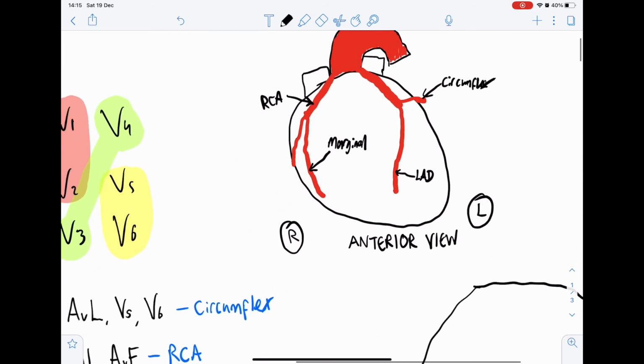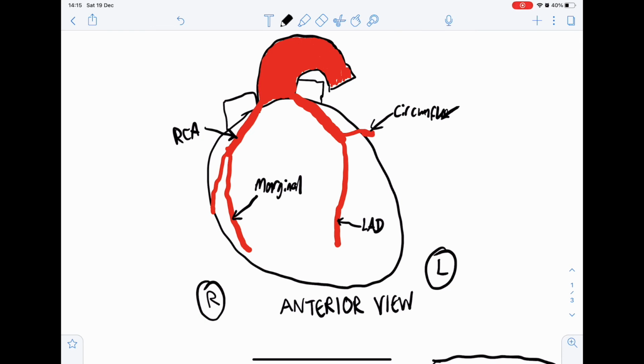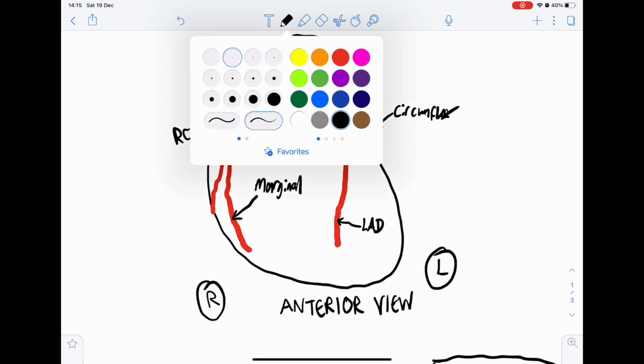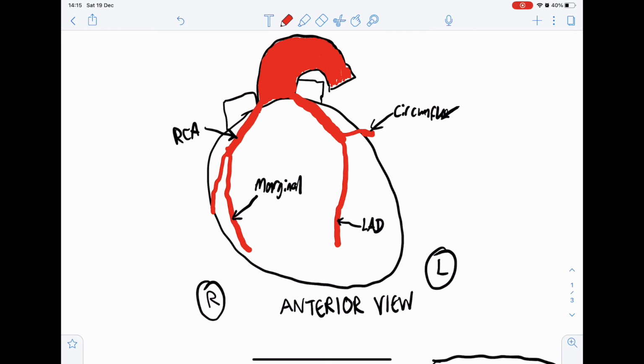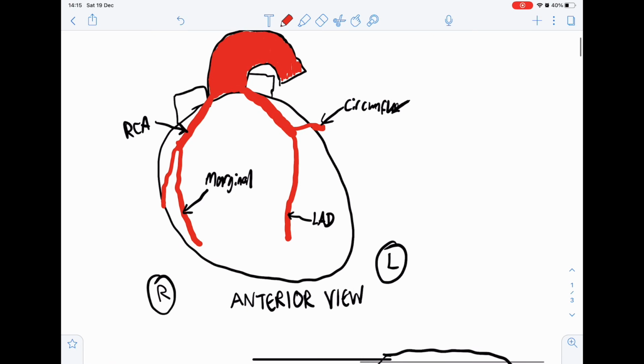So, as you may know, dominance is decided by which of these sides gives off the posterior interventricular or inferior interventricular artery. Now, in most cases, it will be the right coronary artery, in fact, and that will happen just posteriorly. So we'll show that on the posterior view. But in some cases, people will be left artery dominant. So left-sided dominant people will give off the PIVA, or the inferior interventricular artery, from the circumflex, because that's the one that goes around the back.